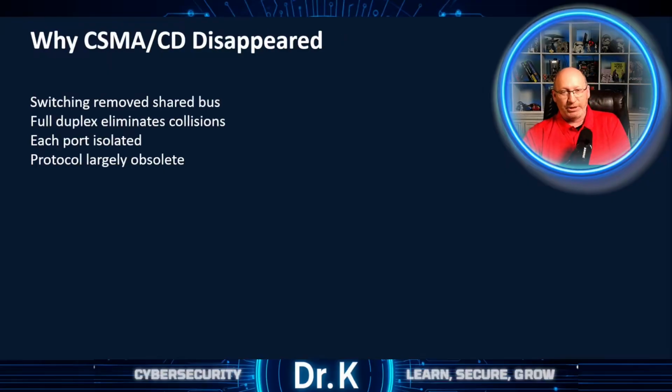With the adoption of switches and full duplex links, Ethernet devices gain dedicated communication paths. Because each device now has its own collision domain, collisions are effectively eliminated. As a result, CSMA-CD is no longer needed in modern switching Ethernet networks.